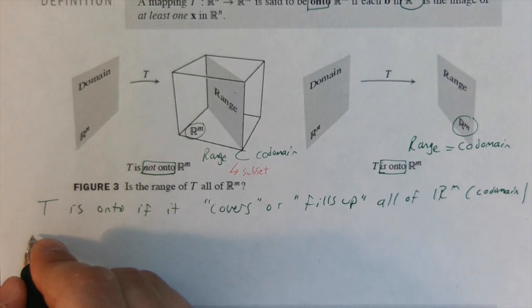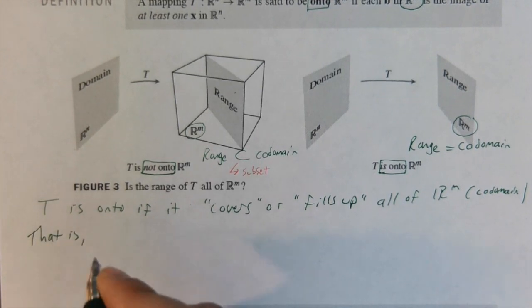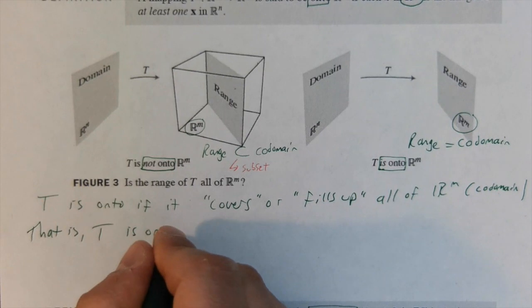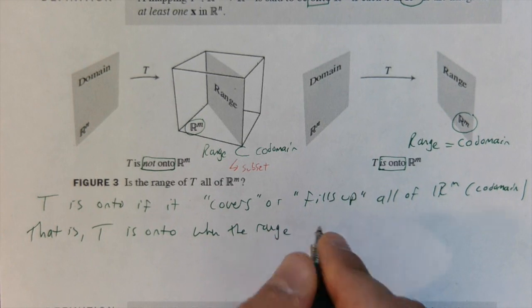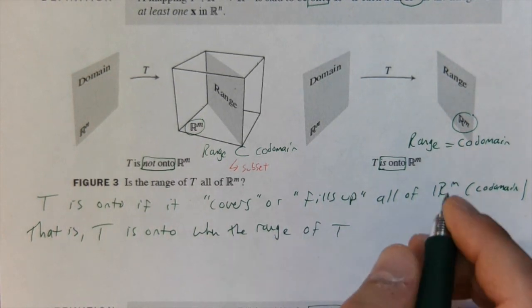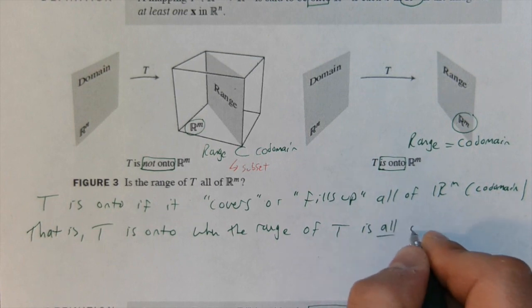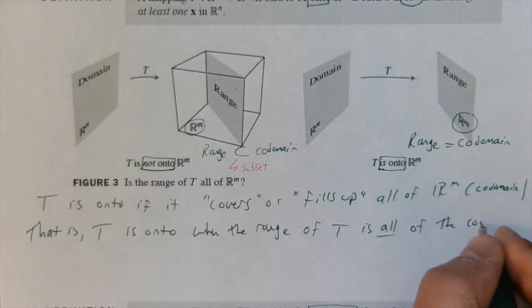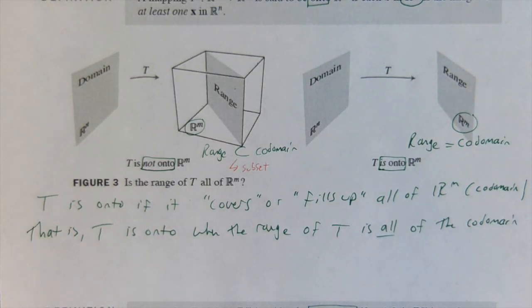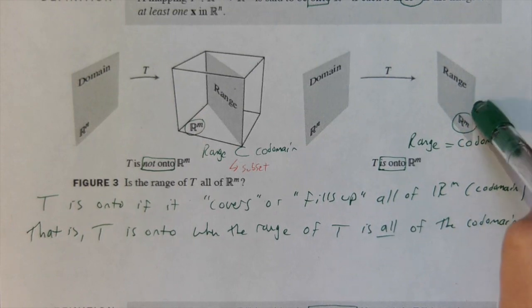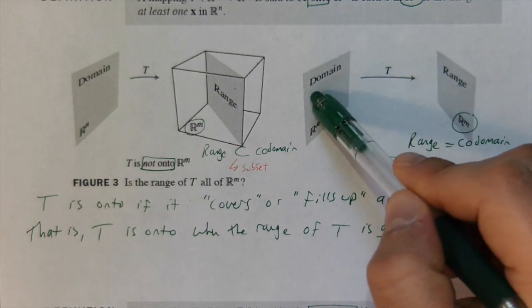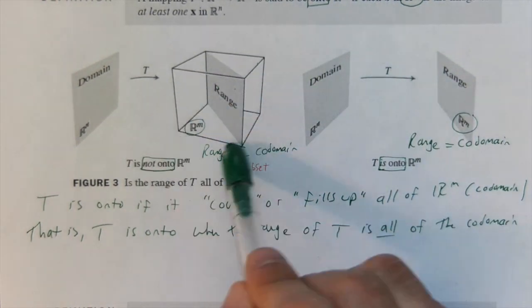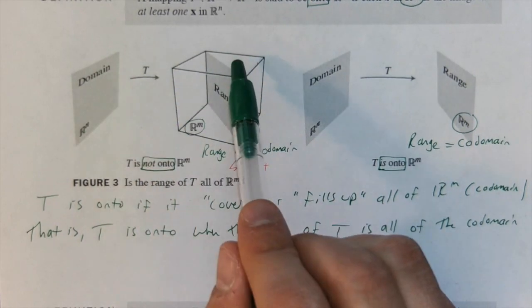So let me write that down a different way. That is, another way to say that would be a transformation is onto when the range of T is all of the codomain. And so, in other words, everything in the codomain here is hit by something from T that's getting sent from the domain. But everything in the codomain here is not hit by T, which is sending things from the domain.